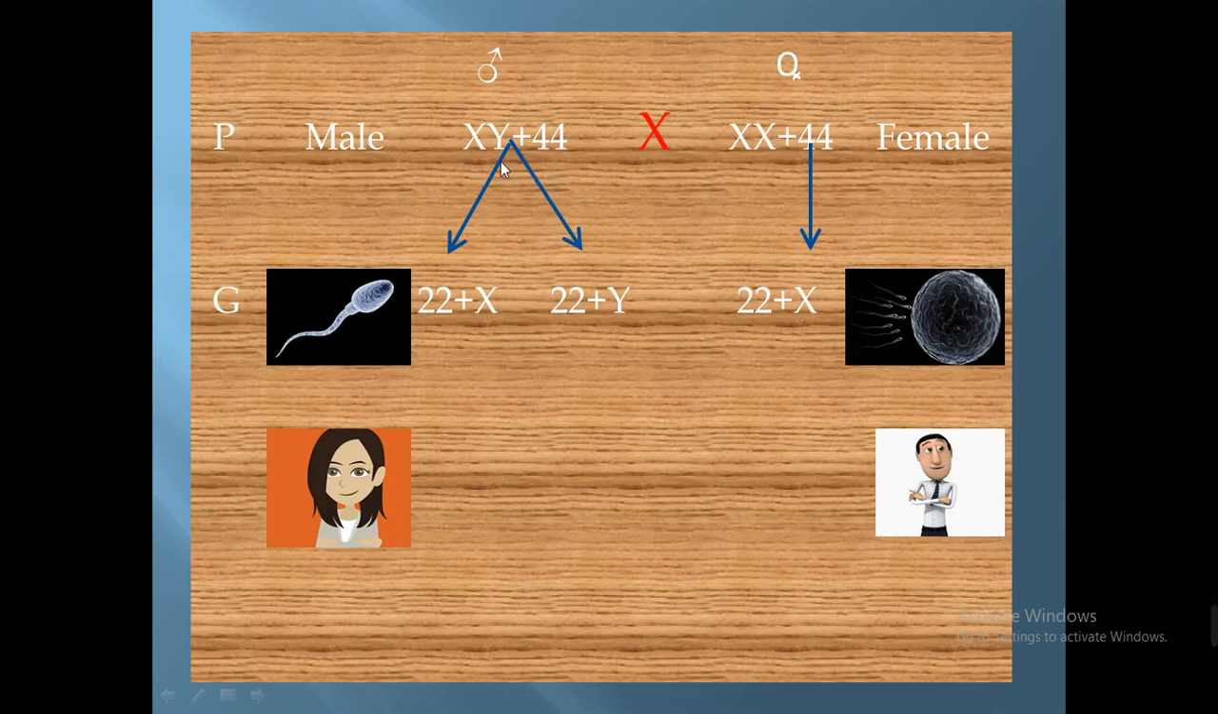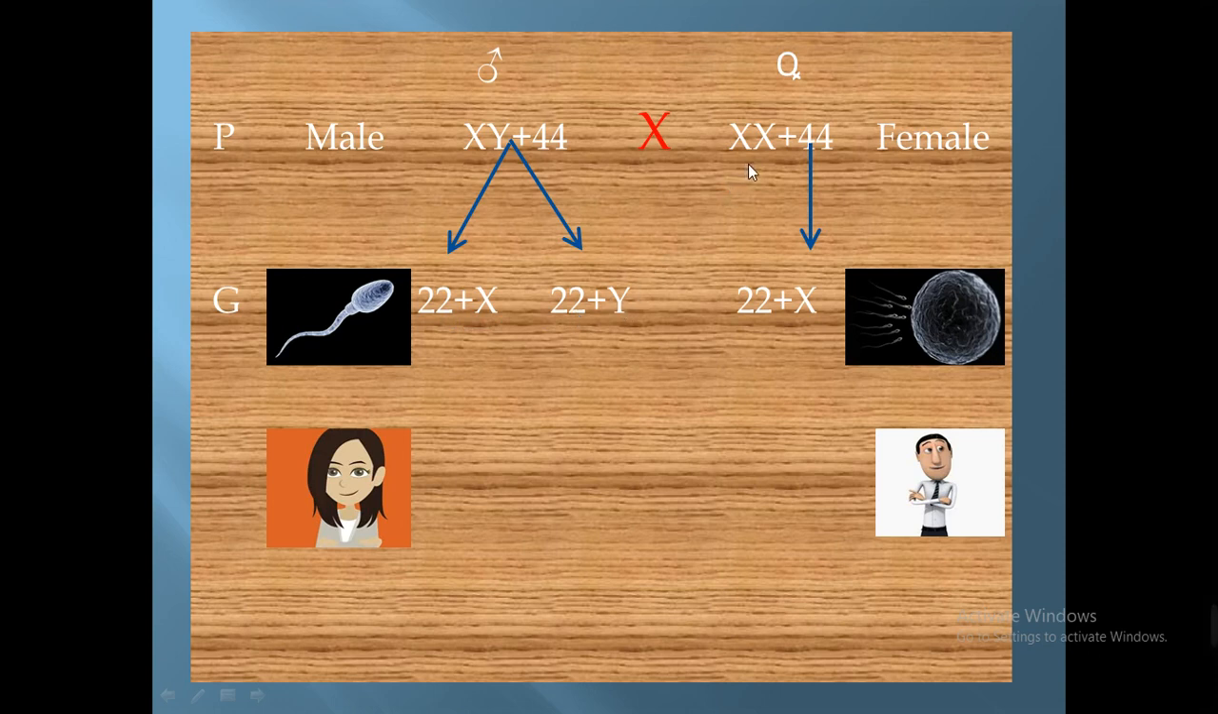So the 44 autosomes of the male will divide equally among the types of sperms, while the XY chromosomes will separate into two types of gametes. So some of the sperms will contain 22 plus X chromosomes, while the others will contain 22 plus Y.